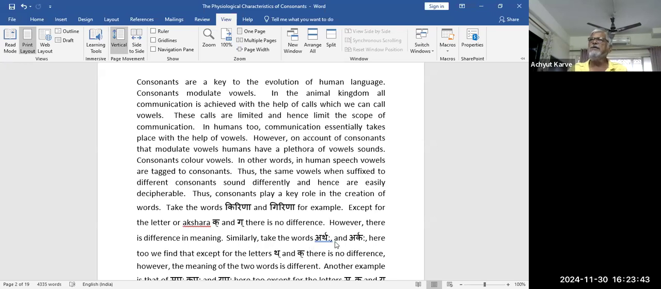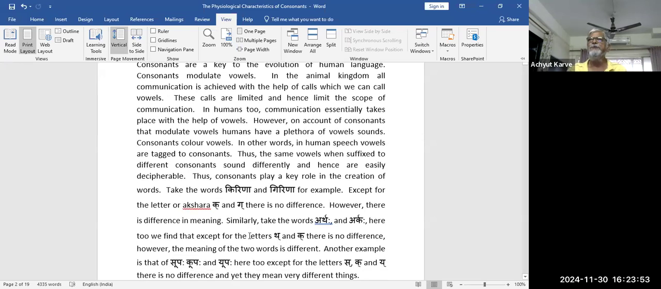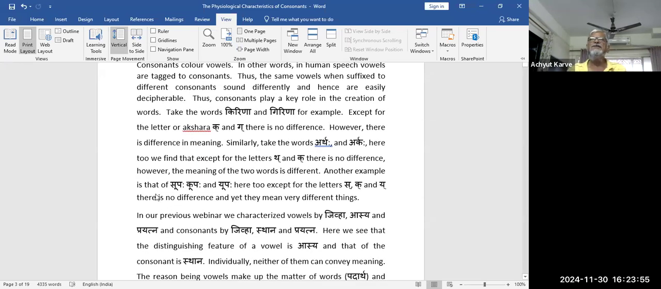Similarly, take the words artha, arkaha. Here too we find that except for the letter tha and ka, there is no difference. However, the meaning of the two words is different. Another example is that of supaha, upaha, and yupaha. Here too, except for the letters sa, ka, and ya, there is no difference, and yet they mean very different things.